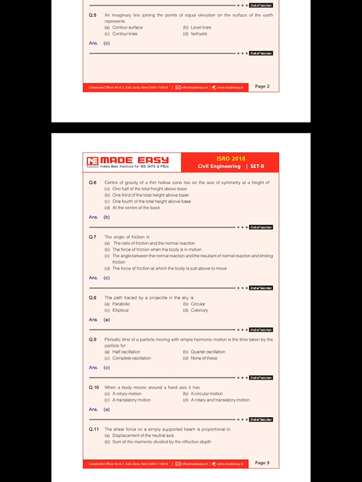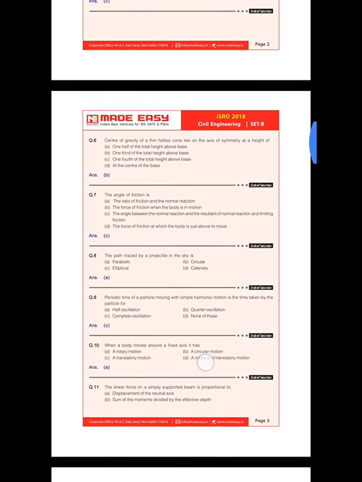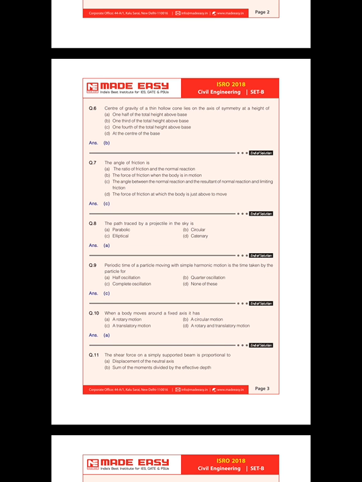Okay, the angle of friction is the angle between the normal reaction and the resultant of the normal reaction and limiting friction. The path traced by a projectile in the sky is always parabolic. The periodic time of a particle moving with a harmonic motion is the time taken by the particle for a complete oscillation. When a body moves around a fixed axis, it is known as rotatory motion.